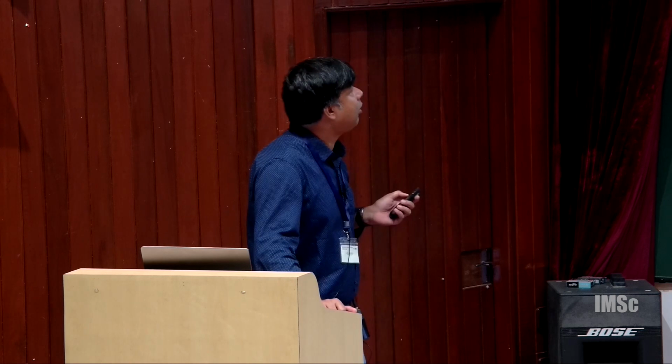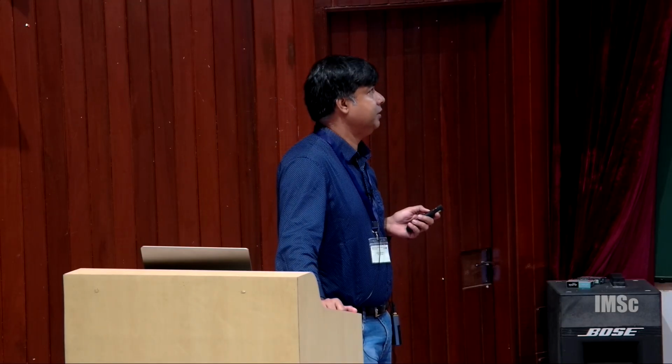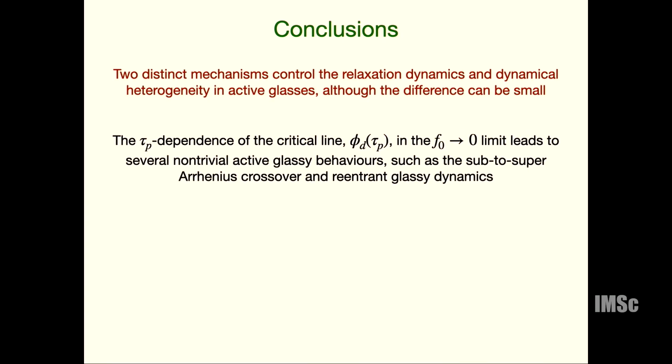In the second part we talked about this tau p dependence of the critical line, phi d of tau p, in principle, in the limit f naught tending to 0. So this leads to several non-trivial active glassy behaviors. So it is important to understand how this critical point behaves in the f naught tending to 0 limit, to understand these several aspects. Here we have talked about two of them, the sub to super Arrhenius crossover and the reentrant glassy dynamics. Okay, so thanks.